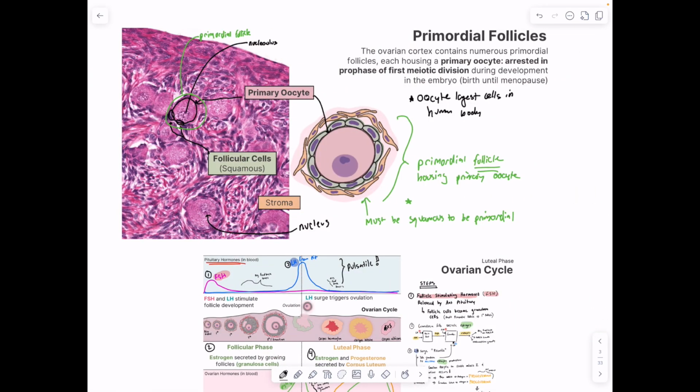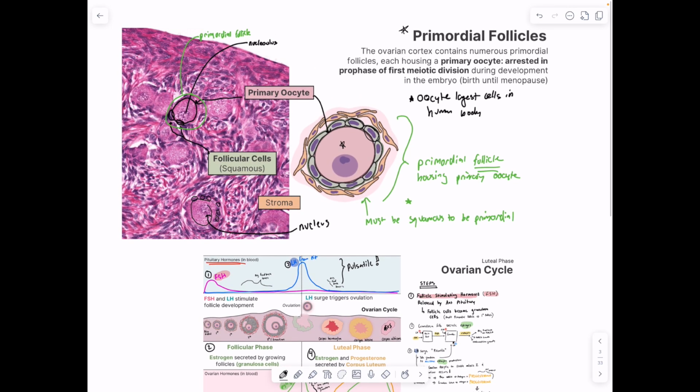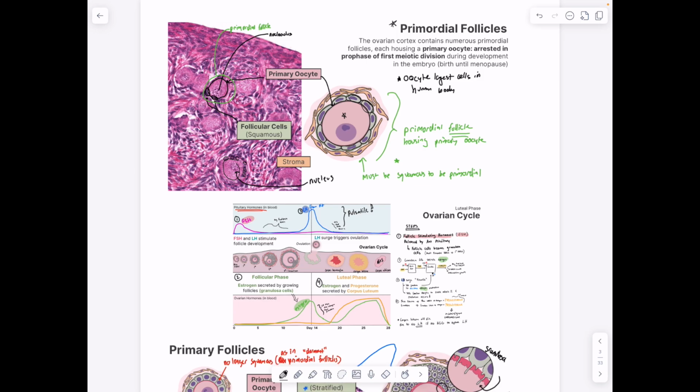All right, so this is more of what we just said. We have our primordial follicles, right? So these are the ones you're born with. You notice that they're surrounded by simple squamous cells, and these are follicular cells. Here's the oocyte in the center. We have nice squamous follicular cells on the outside. So if they are not squamous, then it's not a primordial follicle. It's past that.